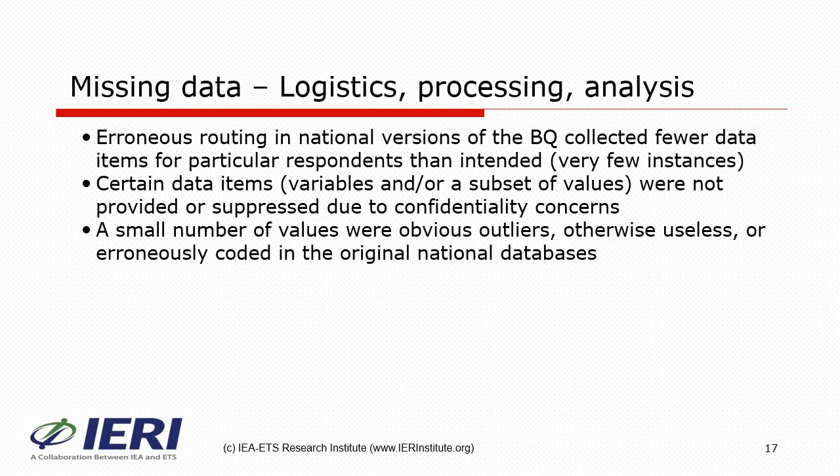Last, there might be missing data due to logistics, processing, and analysis. This has to do with erroneous routing in national versions of the background questionnaire that collected fewer data items for particular respondents than intended. Certain data items were not provided or were suppressed due to confidentiality concerns, and a small number of values were obvious outliers, otherwise useless or erroneously coded in the original national databases, and these were converted to missing data.